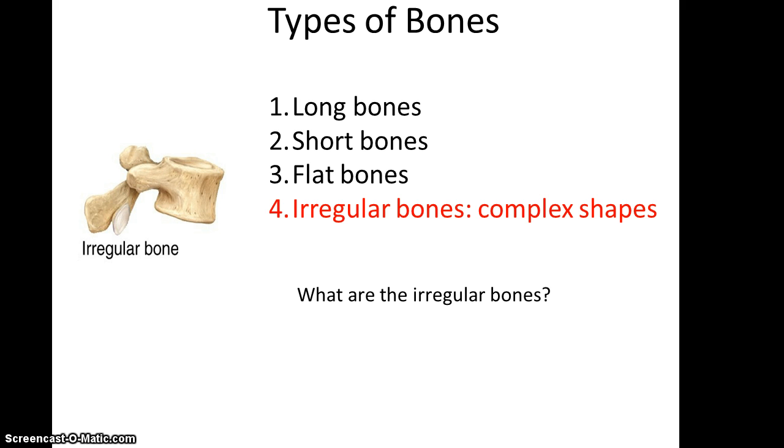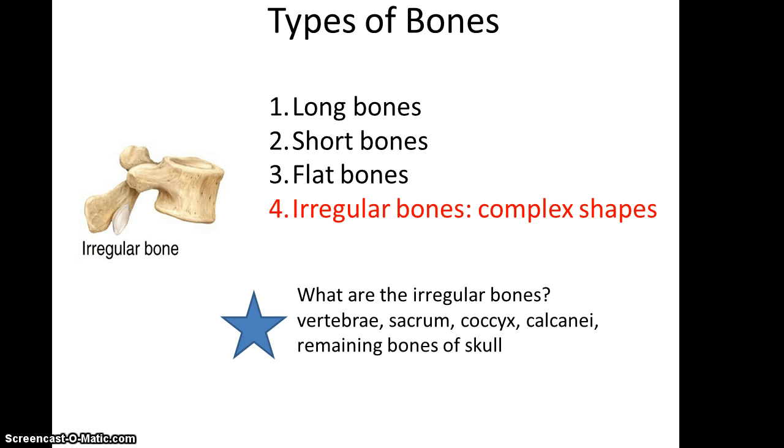Then there are the irregular bones, and the irregular bones are, well, irregular or complex in their shape. These include the vertebrae, the sacrum, the coccyx, the calcanei, and the remaining bones of the skull.